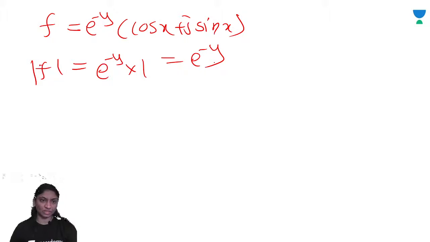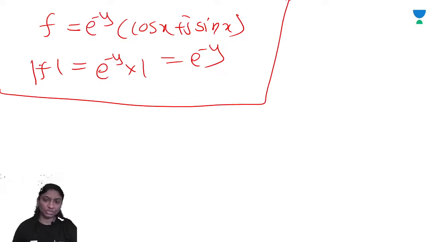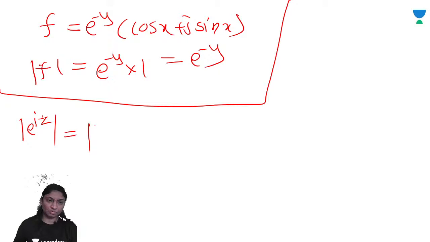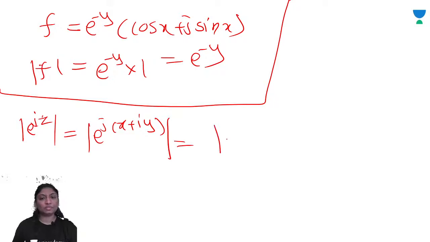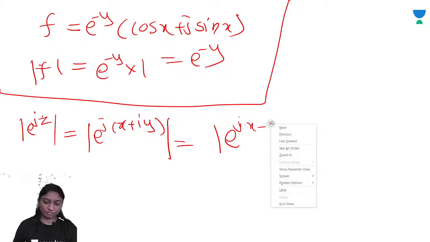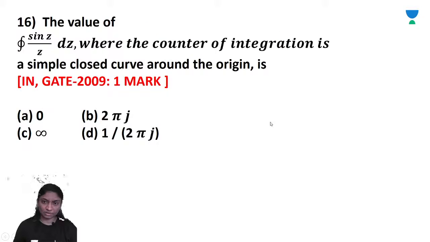Either you can do it in this way, or the alternate solution is also available. Directly you can calculate mod of e raised to iz, which is equal to mod of e raised to i into (x plus iy). This is actually very simple. You can use the alternate method, whatever is suitable for you. That is e raised to ix minus y, right?